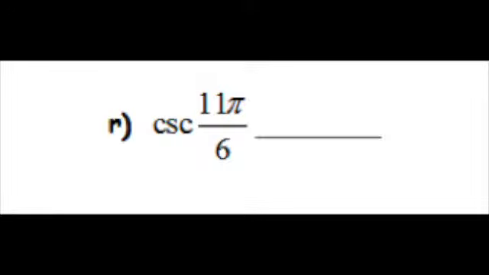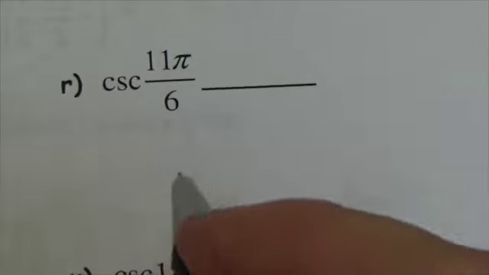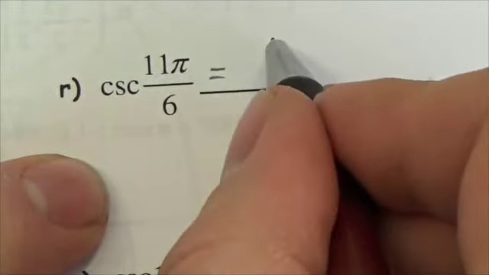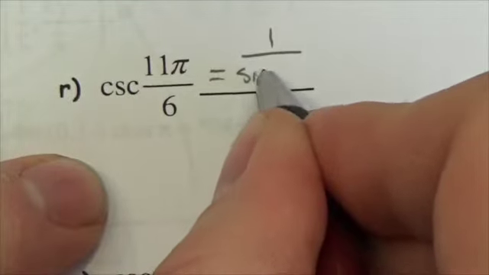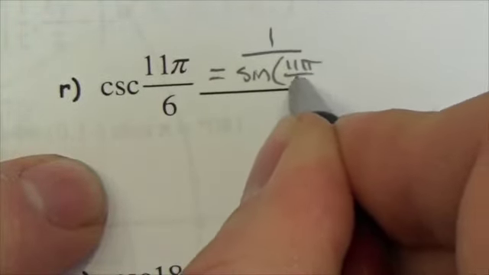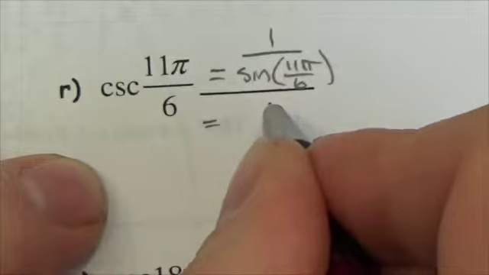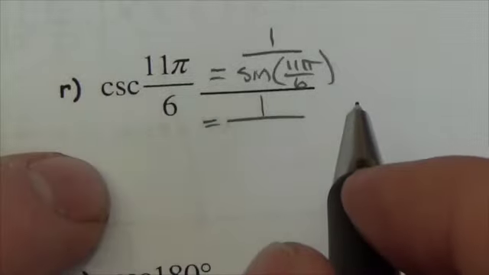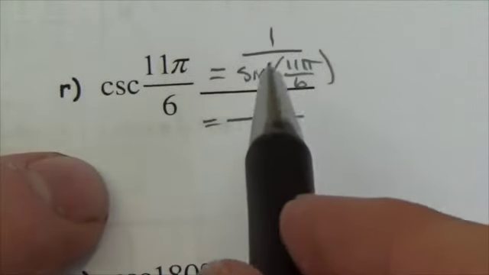The cosecant of 11 pi over 6. Okay, so seeing that this is cosecant, I'm going to do basically the same thing I did in the previous question, but this is going to be 1 over the sine of 11 pi over 6. Now, 11 pi over 6. I could look at my unit circle, or I could just think of it like this.